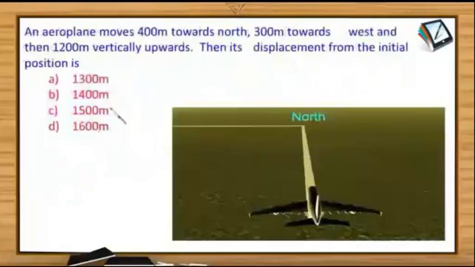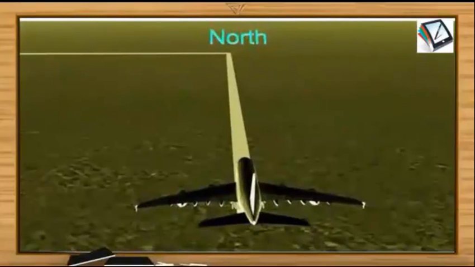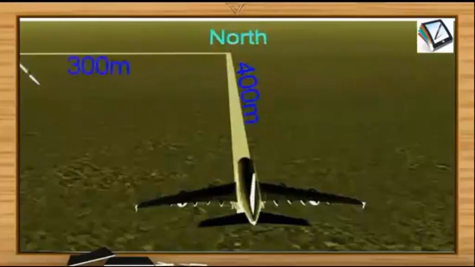There is another question in which an aeroplane moves 400 meters towards north. It's saying that this particular aeroplane moves 400 meters towards north and then 300 meters towards west. As we can see, east is here, west is here, north and the backside is south. So it first moved 400 meters towards north and then 300 meters towards west and then 1200 meters vertically upwards. Then its displacement from the initial position is what we have to find.